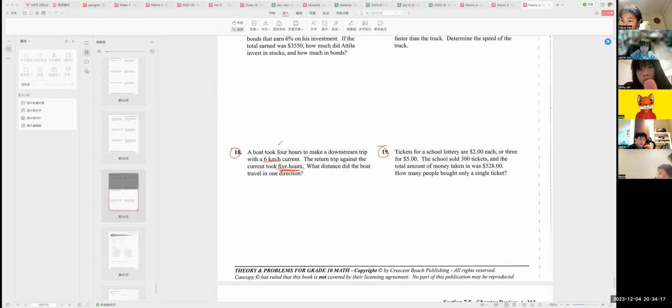Andy. Okay, the boat took 4 hours to make the downstream trip with a 6 kilometer current. So we know the current is 6 kilometers per hour, but we just don't know the speed of the boat. Correct? And we know the way back is 5 hours. And what is the distance to travel? In one direction, basically they want to know the distance here. So we say the distance is x and the speed of the boat is y. Get it, everybody?